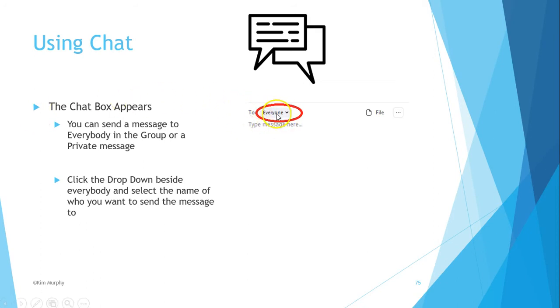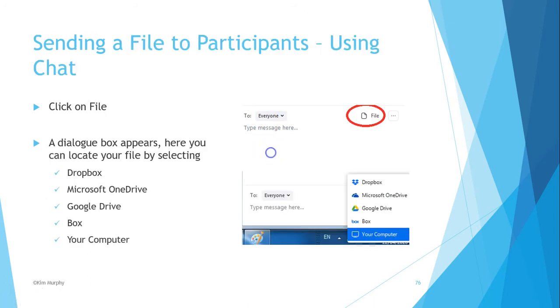And once you do that, their name appears there. And then you simply click in the box here and you type your message, okay? So it's just something that you need to always be aware of. If you don't change the name, the message goes to everybody, which is fine. But just to be aware of that, okay?